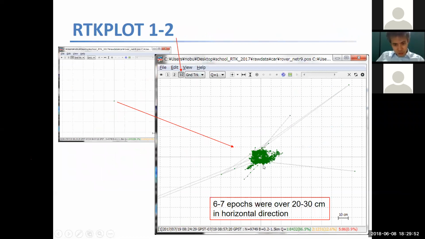So it seems that this is 10 centimeters. It seems to me that most of the test results comparison is within 10 centimeters. Probably these results are fixed solutions, the correct fixed solutions. But these ones, 40 centimeters and 1 meter, are the wrong fixes. But the wrong fixes are only several epochs if you use the network receiver, even in the normal urban areas. If you use a network survey grade receiver and RTKLIB, the wrong fixes are quite huge.